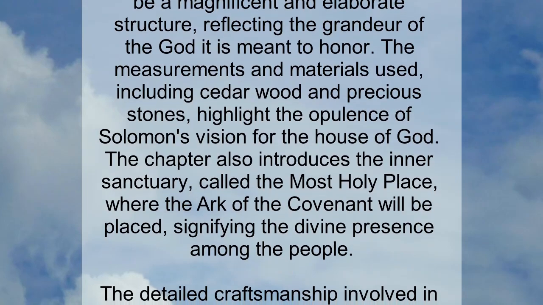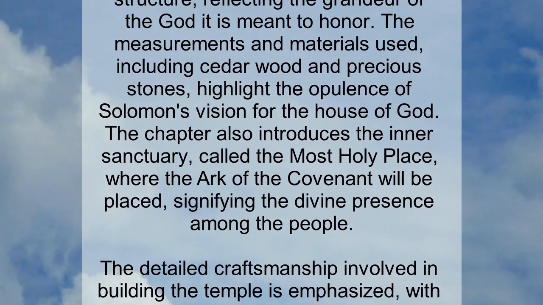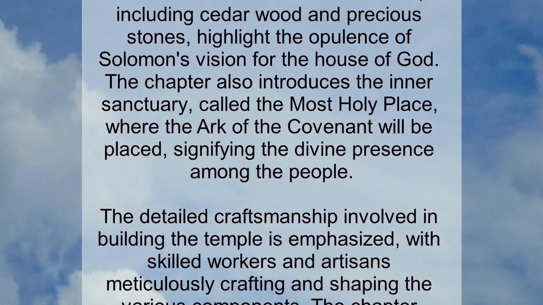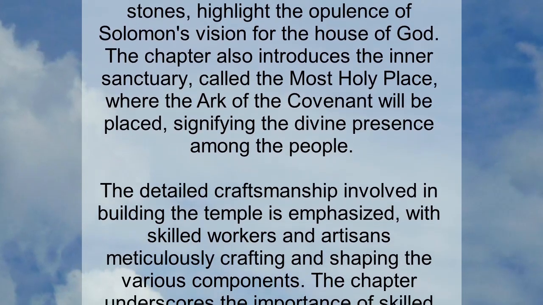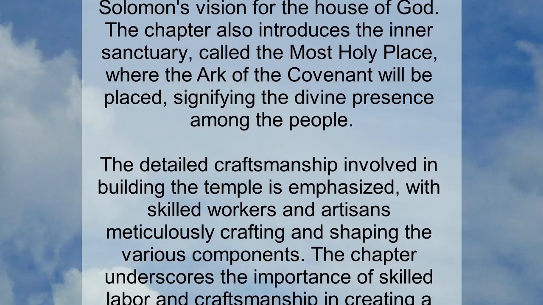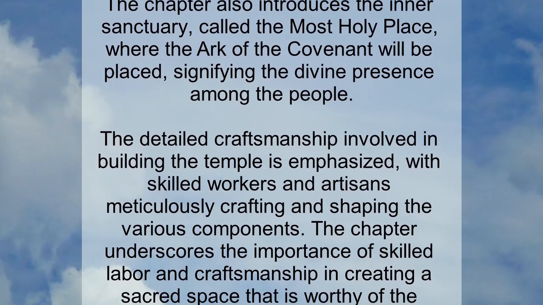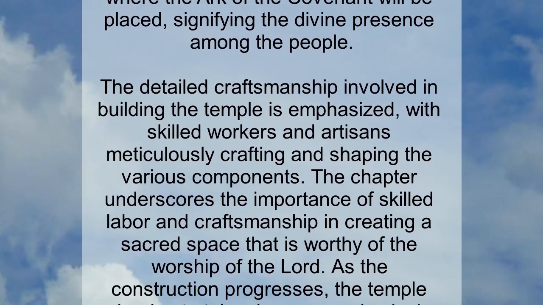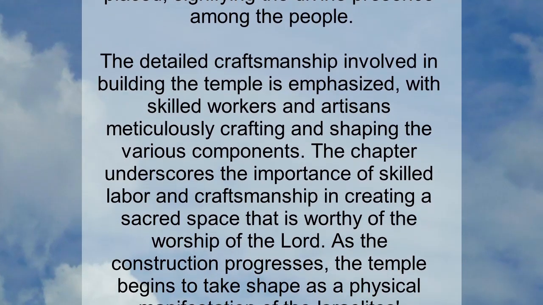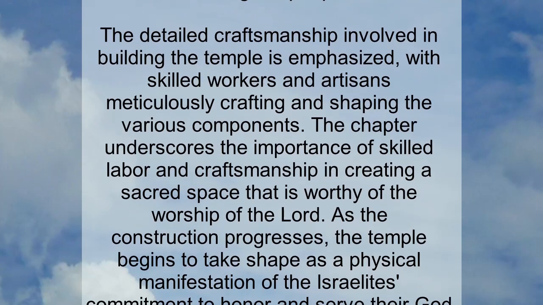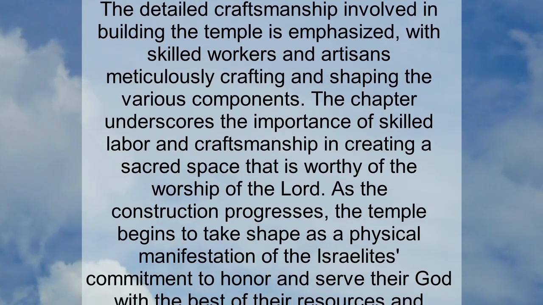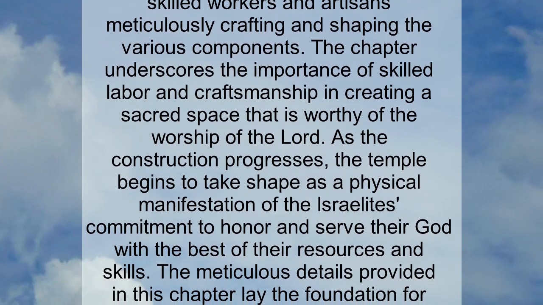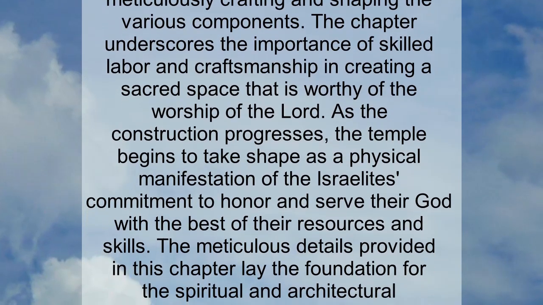the house of God. The chapter also introduces the inner sanctuary, called the Most Holy Place, where the Ark of the Covenant will be placed, signifying the divine presence among the people. The detailed craftsmanship involved in building the temple is emphasized, with skilled workers and artisans meticulously crafting and shaping the various components. The chapter underscores the importance of skilled labor and craftsmanship in creating a sacred space that is worthy of the worship of the Lord.